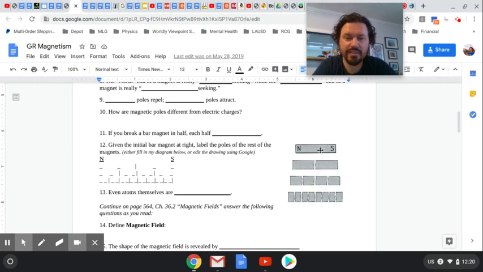Inside this magnet, there's a whole bunch of molecules, because it's not one element. And they all have an alignment. They all get lined up.